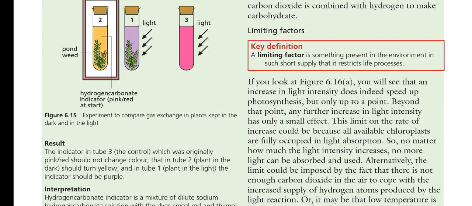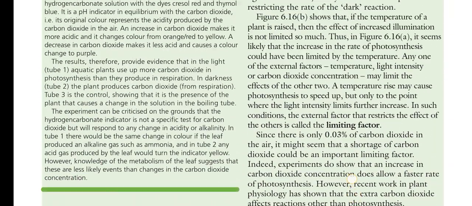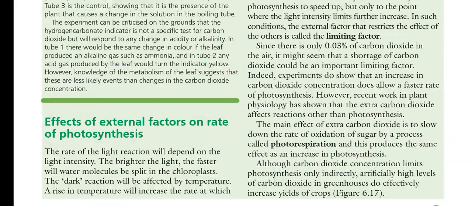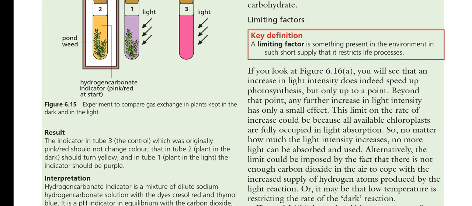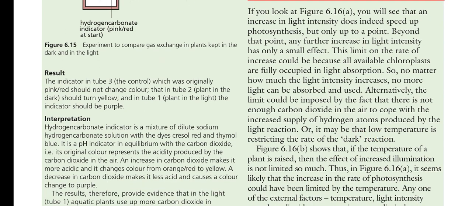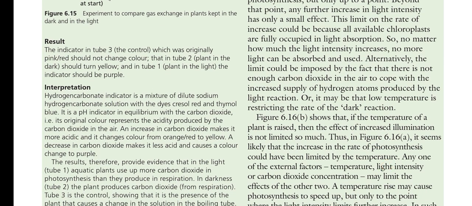If we look at diagram 6.16, that is a graph. You will see that an increase in light intensity does indeed speed up photosynthesis, but only up to a certain point. Beyond that point, any further increase in light intensity has only a small effect. This limit on the rate of increase could be because all the available chloroplasts are fully occupied in light absorption. So no matter how much the light intensity increases, no more light can be absorbed and used.